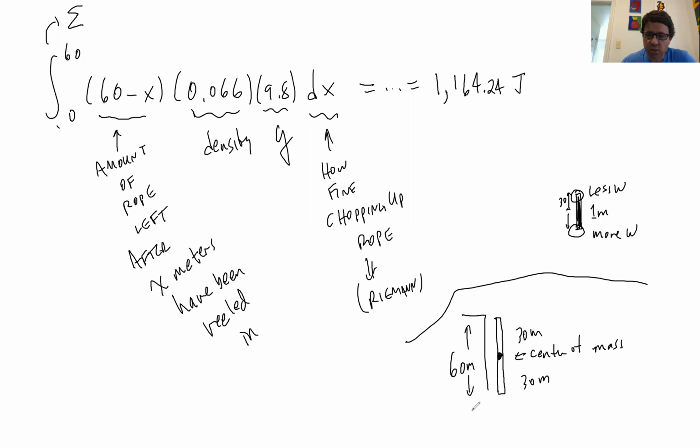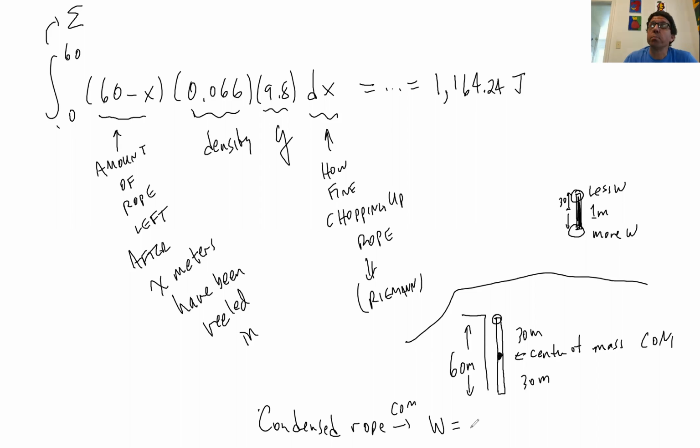What you can do is just pretend that the entire rope has been shrunk down to just the center of mass. The stuff that's 1 meter from the top is balanced by the stuff that's 59 meters from the top. 2 meters from the top is balanced by 58 meters from the top. So if you condensed the rope to the center of mass, then you could actually do the entire work formula by doing this.